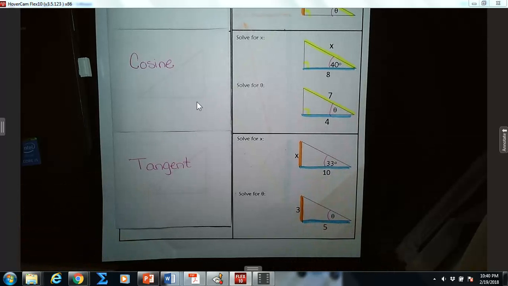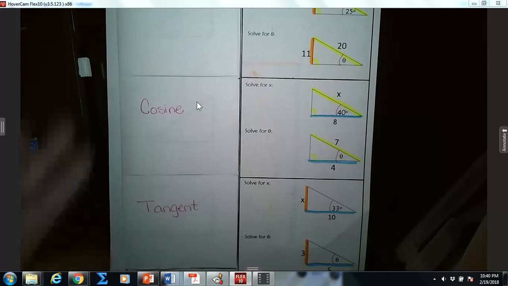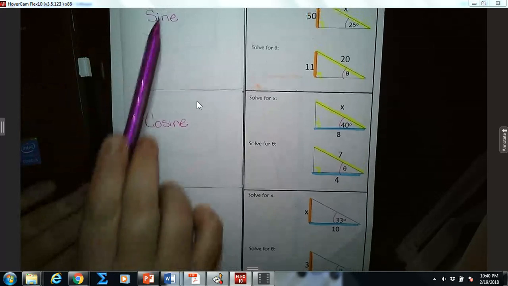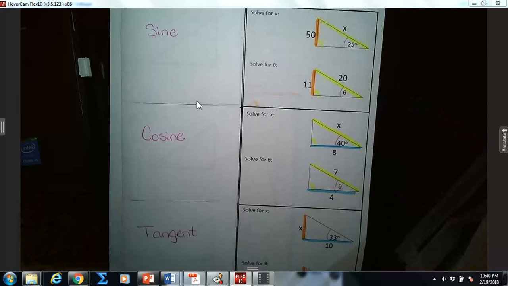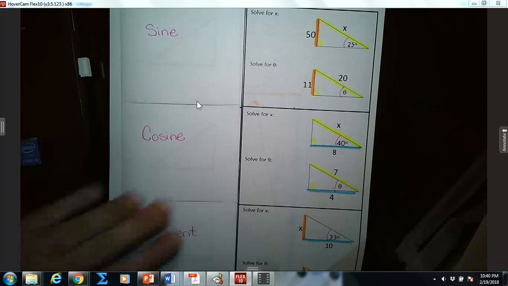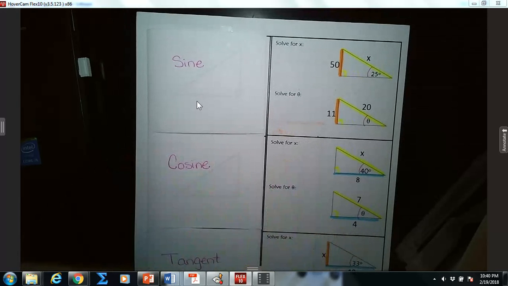So we have these three trig functions, and everything kind of looks the same, but what's really happening is we're going to use a different trig function depending on what's given in the picture. So let's try to make that super clear, okay? Let's dig into the notes lab now. Let's start with sine.